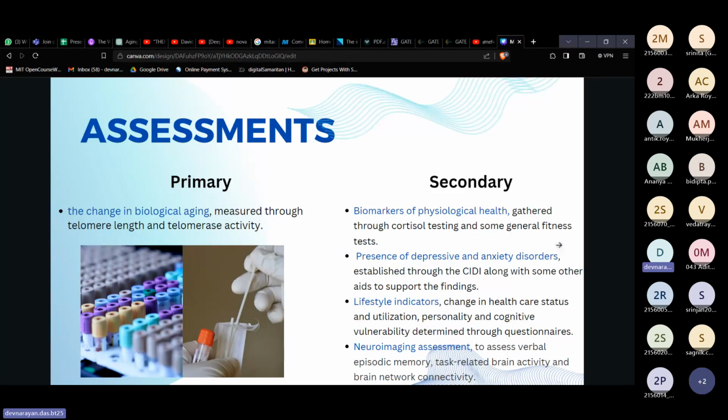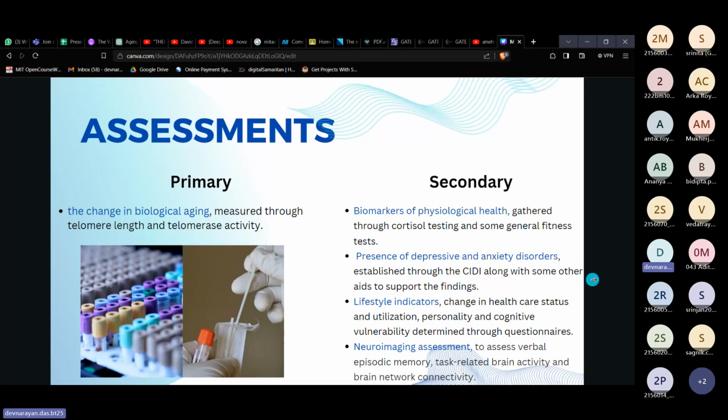Lifestyle indicators, which relate to change in healthcare status and utilization, personality, and cognitive vulnerabilities, are defined through various questionnaires such as the Squash Questionnaire, NEO-FFI Questionnaire, and Leeds-R Questionnaire.